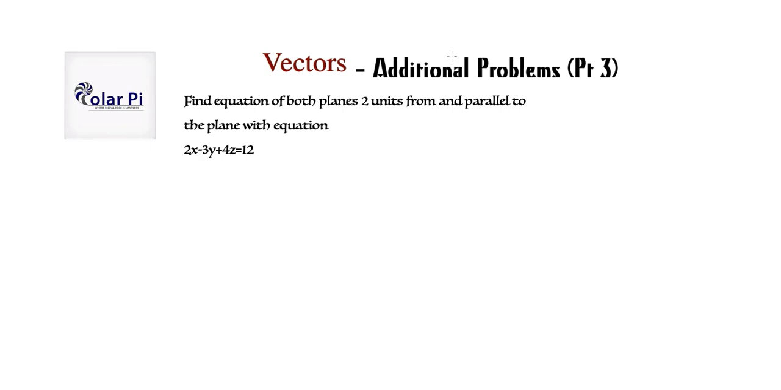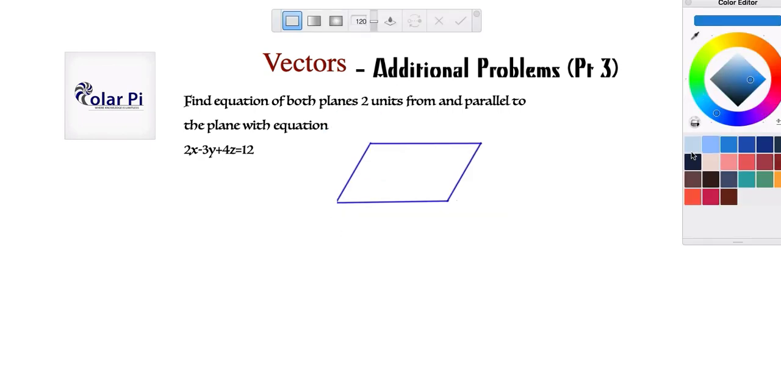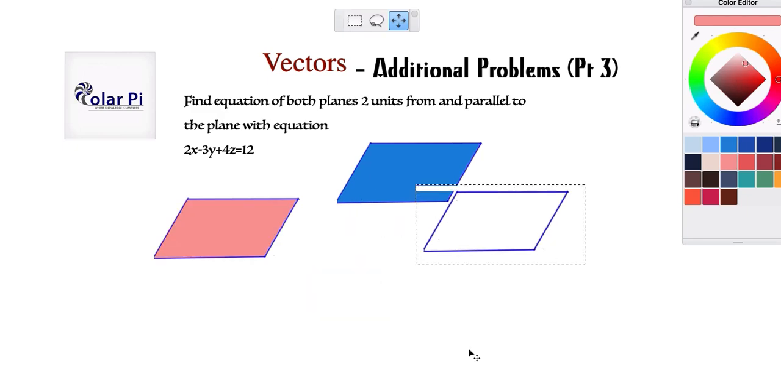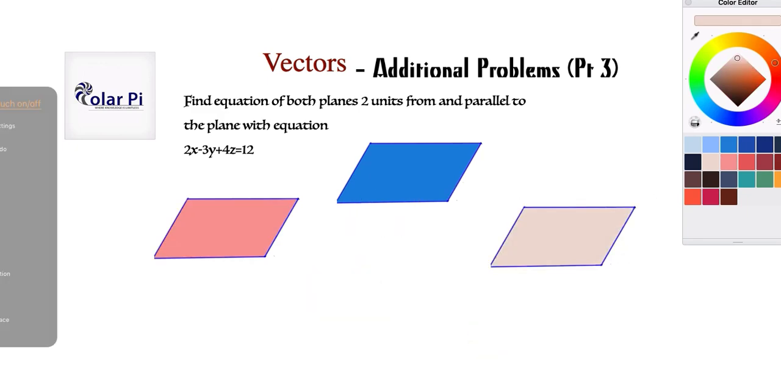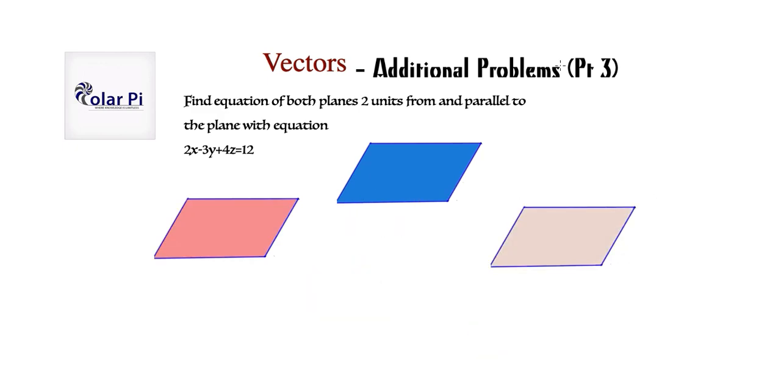Okay, to start, let's say that we've got that plane and then this plane and this other plane. So these are the three planes, right? And let's say that the plane whose equation is given is this one. So then we've got two planes that are parallel to it, one 2 units above it and the other 2 units below it.